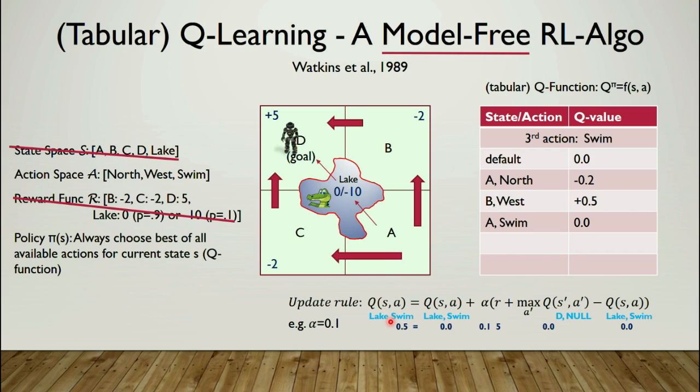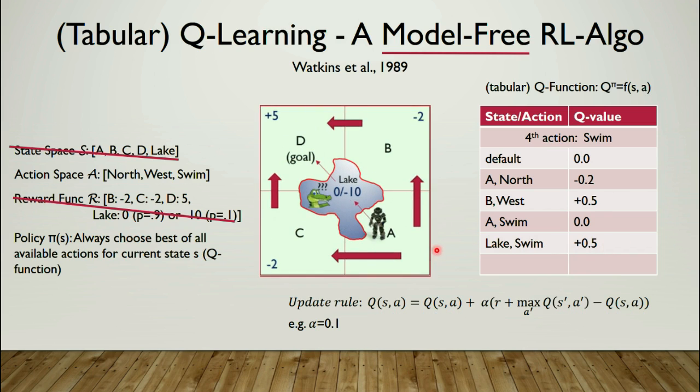Again, we're going to swim from the lake. So our state is lake, our action is to swim. And if we plug in all the values, we get 0.5, and we write this to our table. And now we get reset again, and now we're going to do this a lot of times.